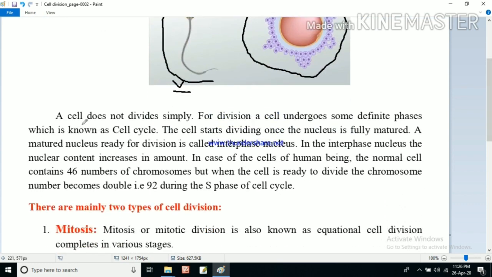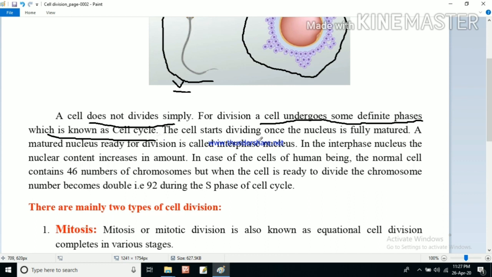A cell does not divide simply. For division, a cell undergoes some definite phases, which are known as the cell cycle. A cell will undergo some definite phases, and these definite phases are known as the cell cycle.